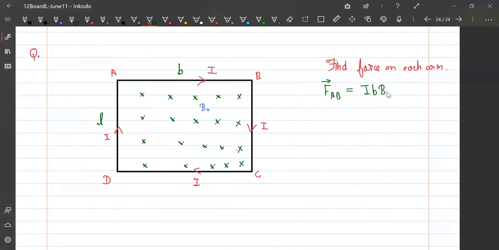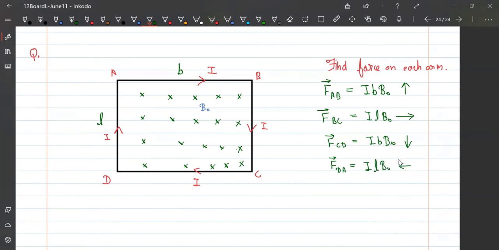Direction kya hoga? Sir, upwards. So then what about force on BC? I L B naught, yeah. Direction? Right. Force on CD? I L B naught downwards. Yeah. So the upward and downward will cancel. And this one, I L B naught left. Left, that's right. So left and right, or upward and downward, will cancel.